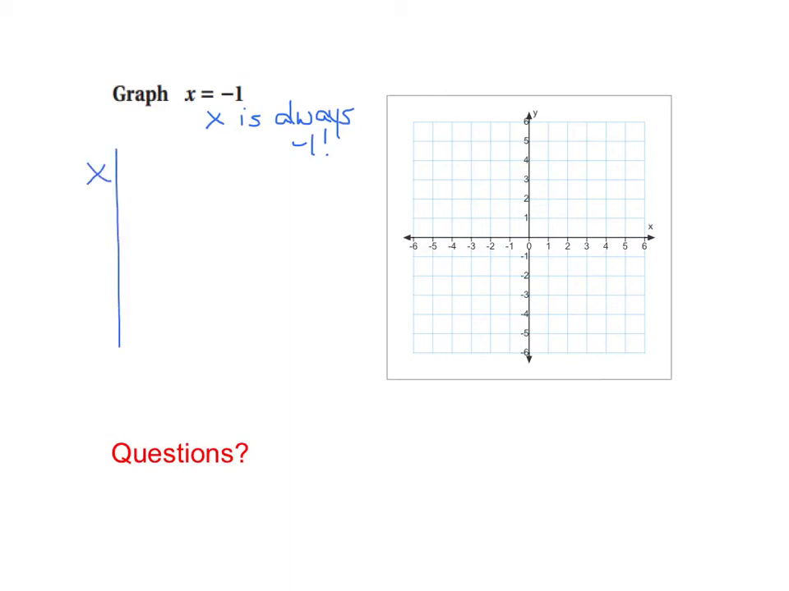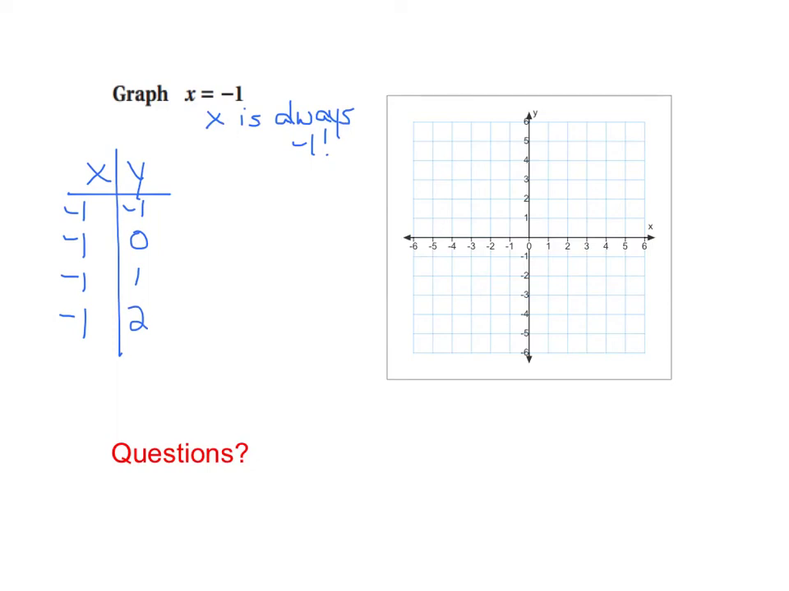Let's make our table. X and y. Now, do we get to pick x here? No, we don't get to pick x. They gave us x. X is always negative 1. We don't get a choice. We get to choose the y here. Pick 4 y's. Doesn't matter. You get to choose. I'm going to be boring and pick what I've been picking for my x values, but now for my y values.